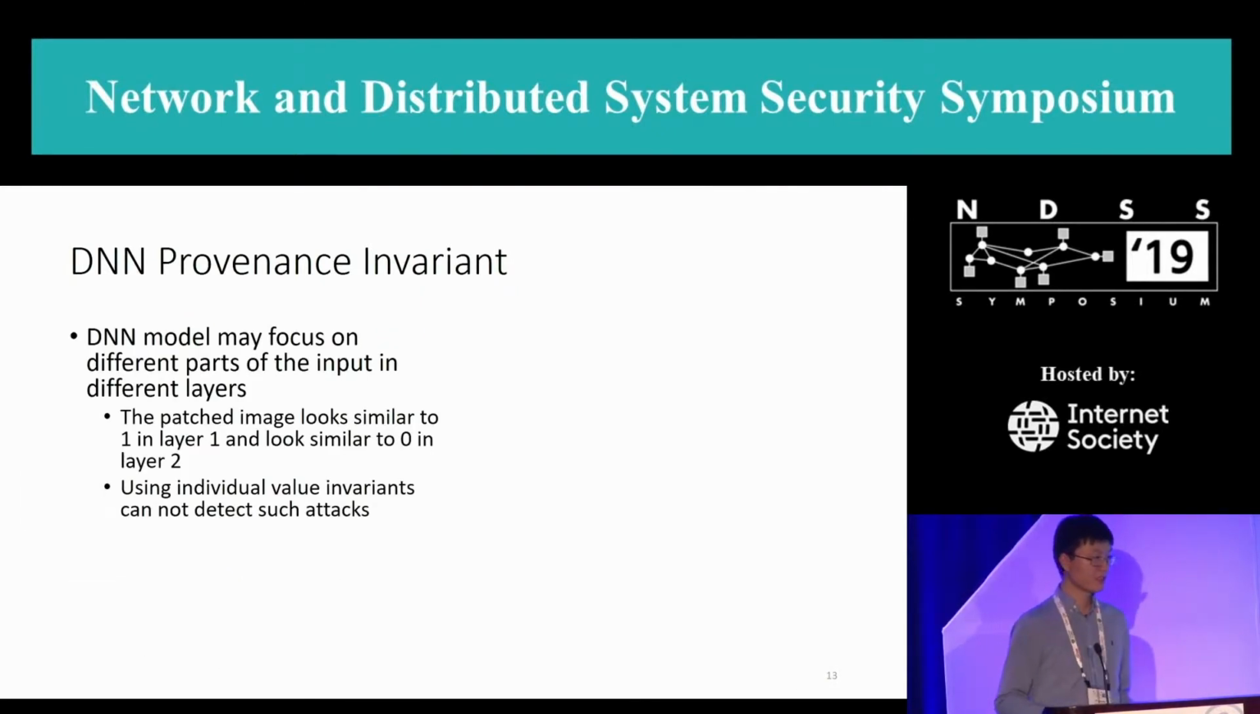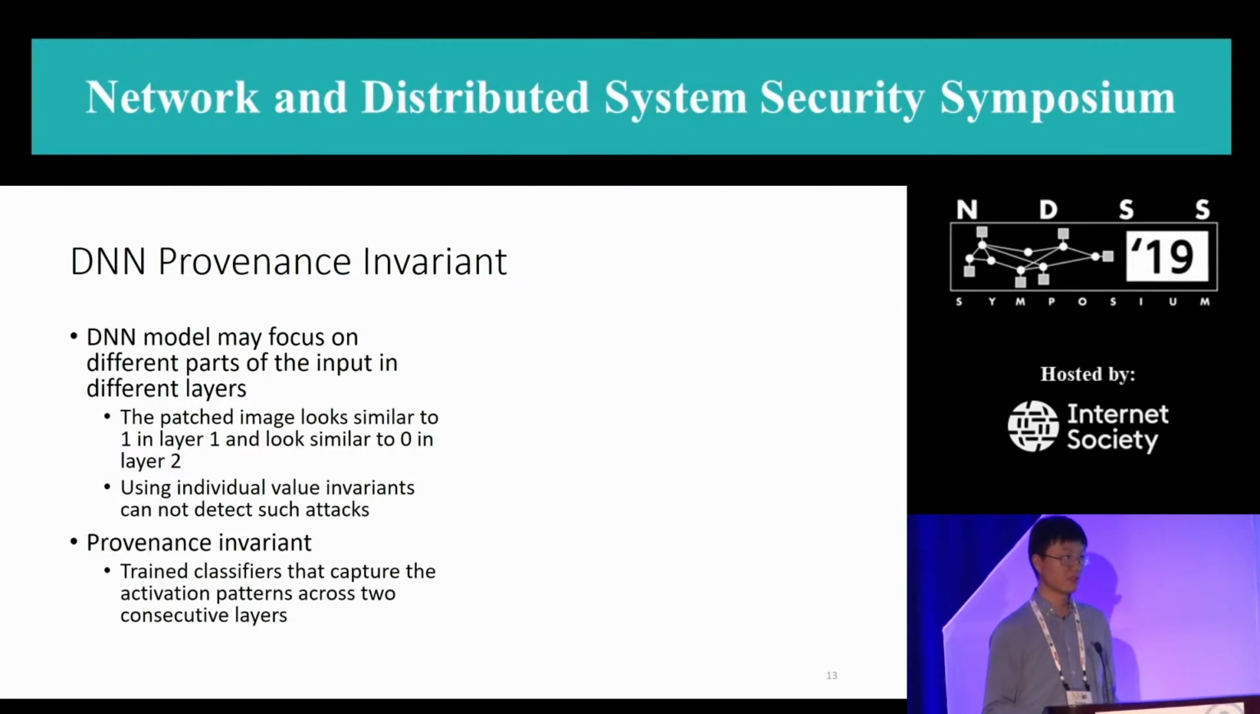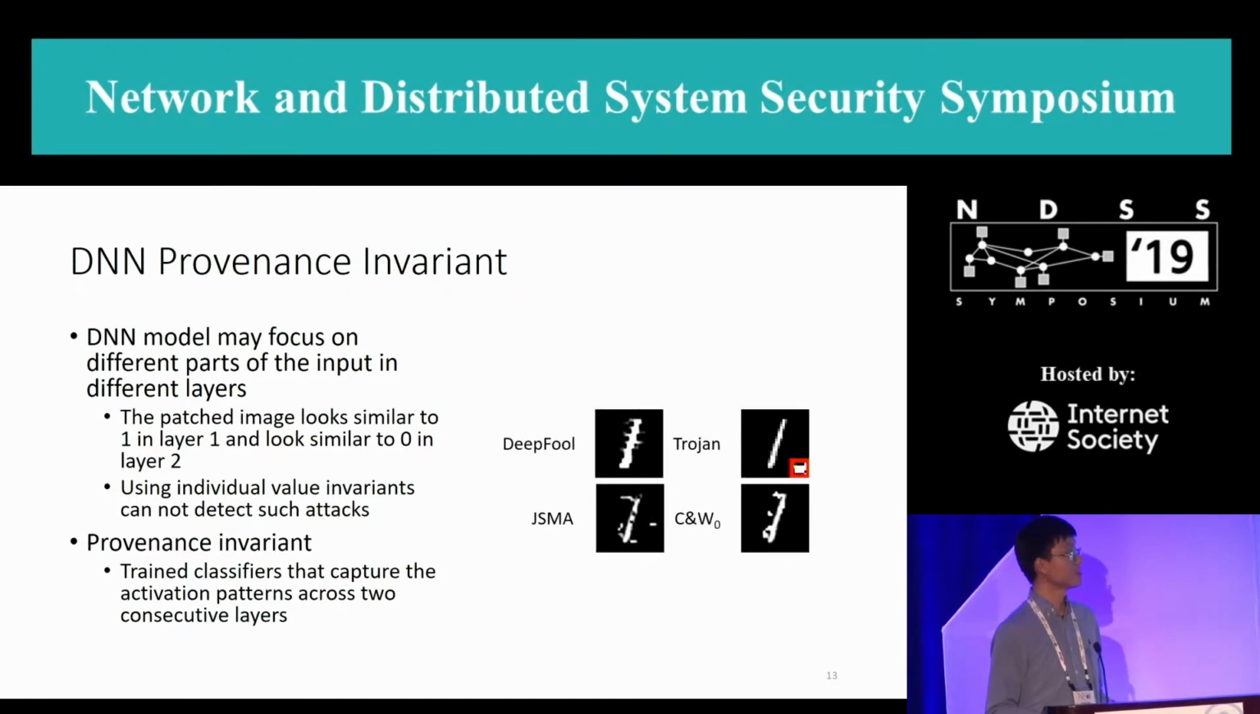So based on this observation that the DNN model will focus on different parts in different layers, such as the previously shown image, the patched image looks similar to 1 in layer 1, but very differently, similar to 0 in layer 2. So we think that using individual value invariants is obviously not enough. And then we propose the provenance invariant, which tries to capture the activation patterns across different layers. And these are some of the attacks which usually violate the provenance invariants.